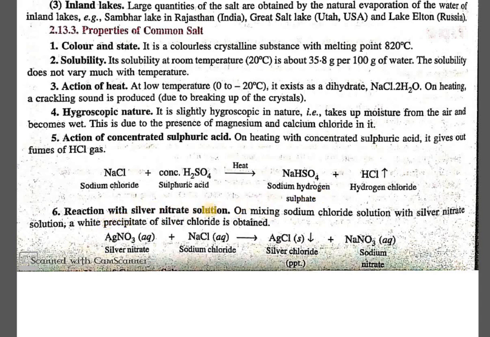Now, what happens when it is allowed to undergo reaction with silver nitrate solution? There will be formation of a precipitate, that is an insoluble solid substance, which is called the precipitate of silver chloride, and along with that the other product will be sodium nitrate. So here these are the two products on reaction of sodium chloride with silver nitrate.